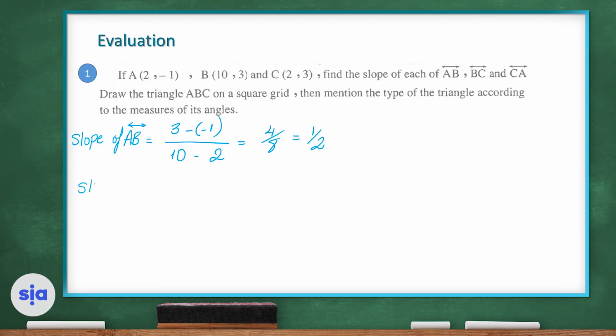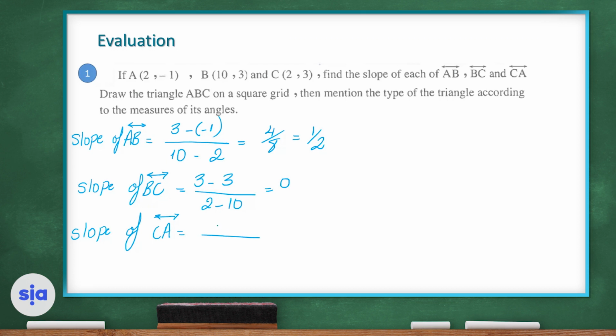Then next, find the slope of BC. So it's 3 minus 3 over 2 minus 10. It's equal to 0. And the slope of CA is equal to -1 minus 3 over 2 minus 2, which is -4 over 0. So it is undefined.